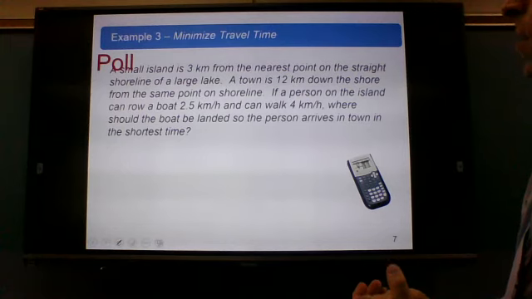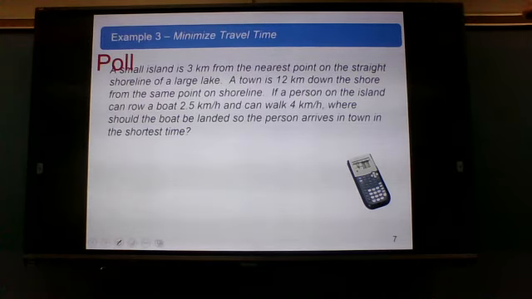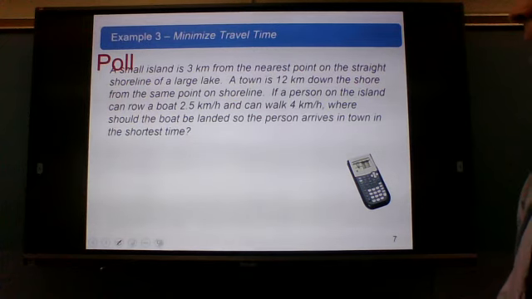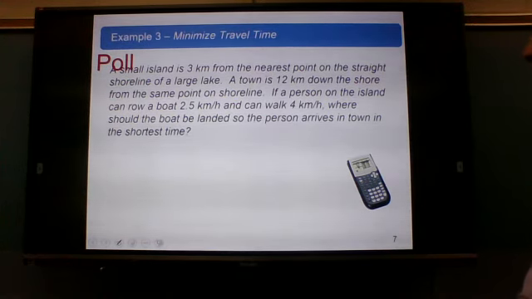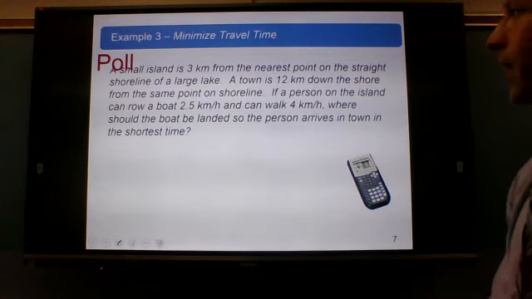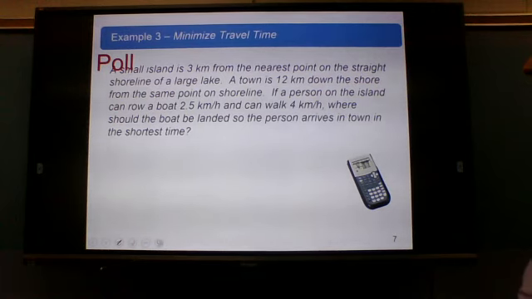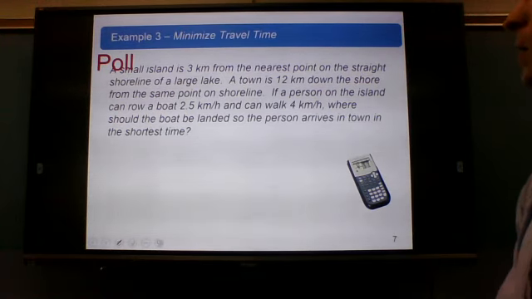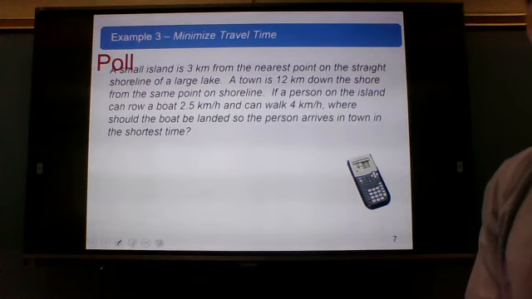So it says a small island is 3 kilometers from the nearest point on a straight shoreline of a large lake. A town is 12 kilometers from the shore from the same point on the shoreline. And if a person on an island can row 2.5 kilometers per hour and can walk 4 kilometers per hour, where should the boat be landed so the person arrives in town in the shortest time?